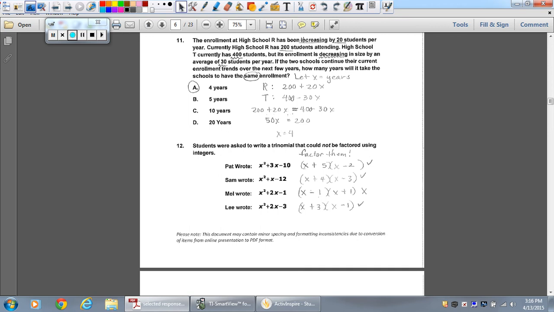notice I underlined on my test. You can do that on yours, make notes. So I noticed that school R was increasing by 20 and it started with 200, so that's where I got this equation. And then school T, so there's that information right there. Yeah, it's hard to see. And then school T had a starting value of 400 and it was decreasing, so I had minus 30. So it could have been a reading error on that one. And then I needed to see when they were equal, so I set those two expressions equal to each other and solved for x.